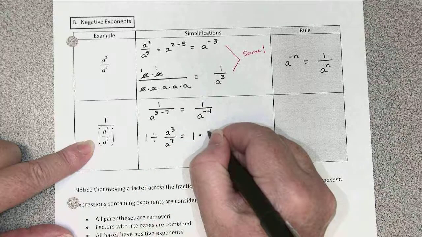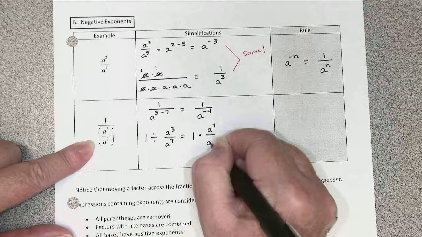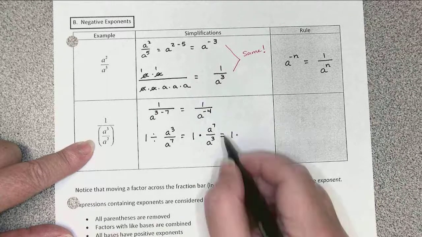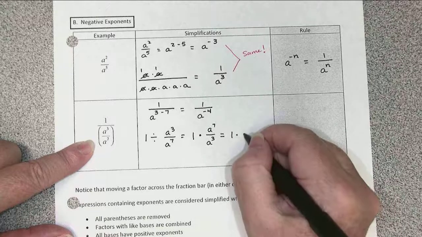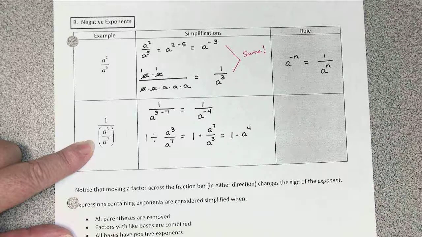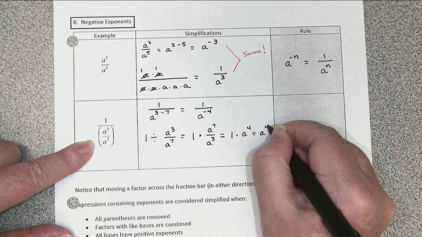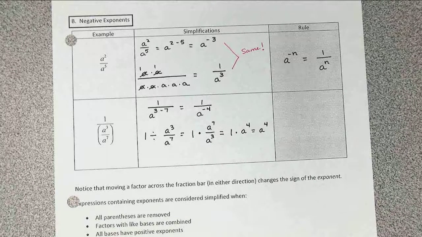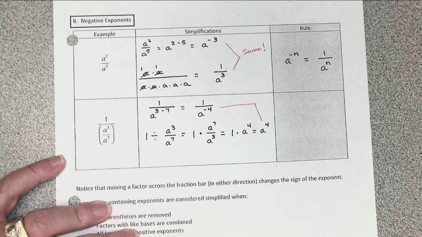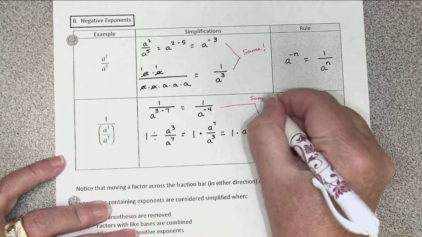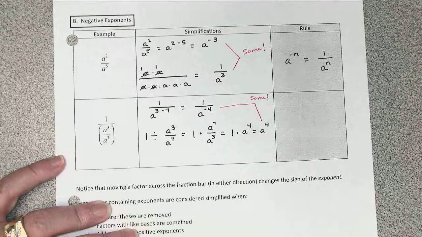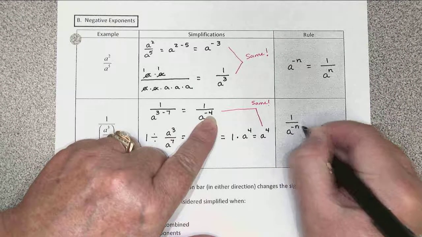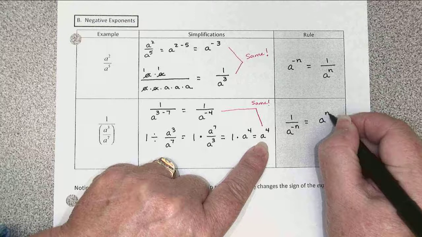Or I could change that to 1 times the reciprocal, a to the 7th over a to the 3rd. That would be 1 times, and if I subtract those exponents, 7 minus 3 is 4. And of course, 1 times anything is just that thing, so that's a to the 4th. Again, notice what happened. I didn't do anything wrong either time, and yet I got 2 different looking answers. That must mean that those are really the same. And that leads me to my second rule for negative exponents. 1 over a to the negative n is just equal to a to the positive n.